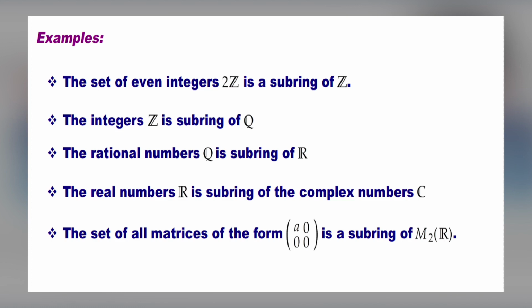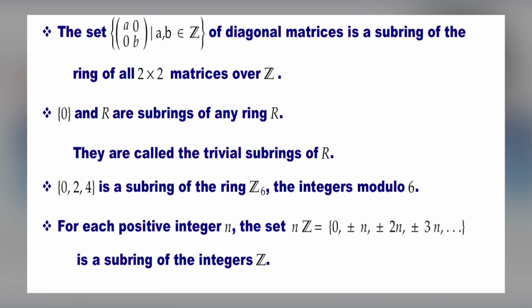The set of all matrices of the form [a 0; 0 0] is a subring of M2(R). The set of all matrices [a 0; 0 b] such that a, b belong to Z, the diagonal matrices, is a subring of the ring of all 2 by 2 matrices over Z. Singleton 0 and R are subrings of any ring R. They are called the trivial subrings of R. The set {0, 2, 4} is a subring of the ring Z6, the integers modulo 6.